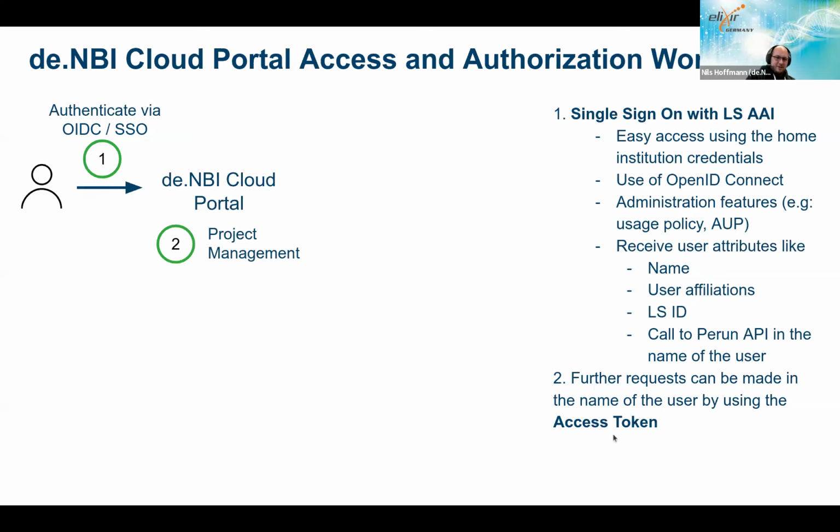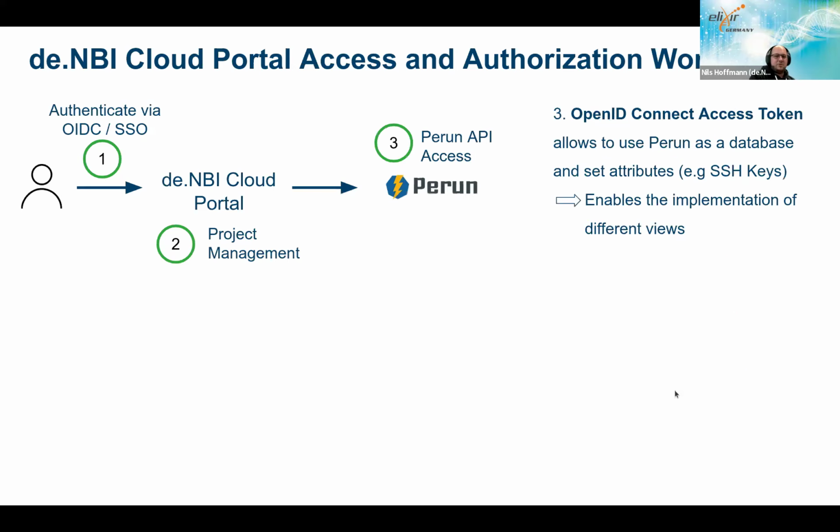After this authentication, the user receives an access token, and this can then be used for further access to Perun. And this, for example, we use as a database, more or less. This is where I said before, this is a bit like an LDAP system because you can store a lot of information in it. For example, you can put in the public SSH keys of the user. So this is what we use that for particularly. But you can also customize what is being stored in Perun itself for each user.